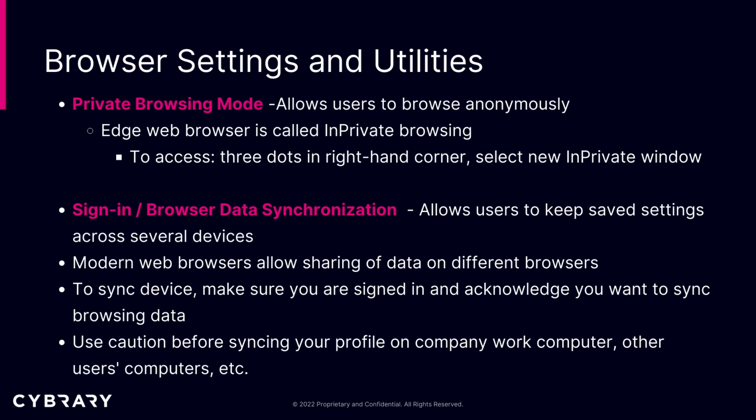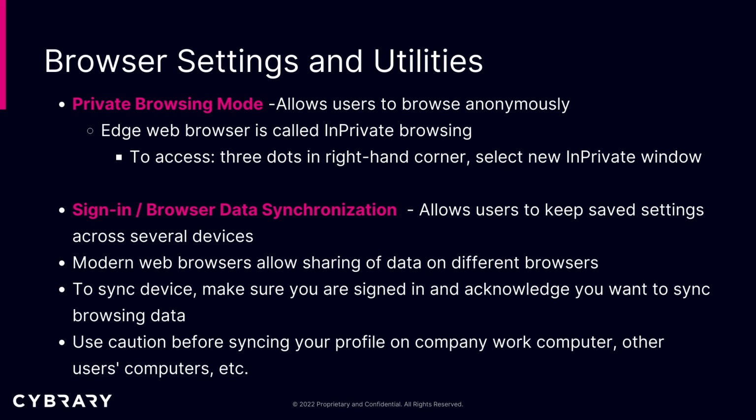Different settings that you can utilize in your browser include the private browsing mode. This allows users to browse anonymously. In the Edge browser, it's called InPrivate browsing. To access it, you would click the three dots in the right hand corner, select New InPrivate window, and you can turn that feature on there.